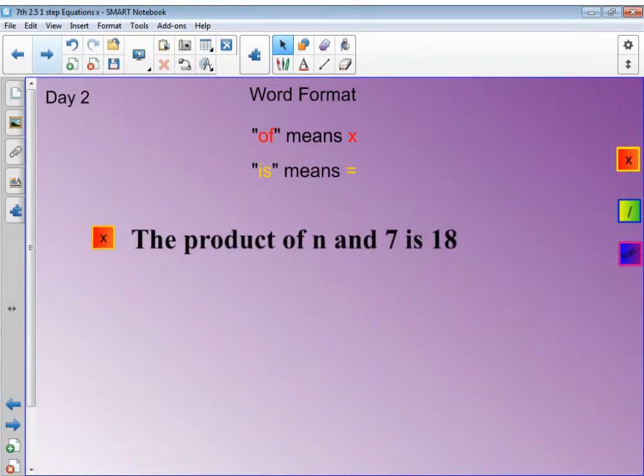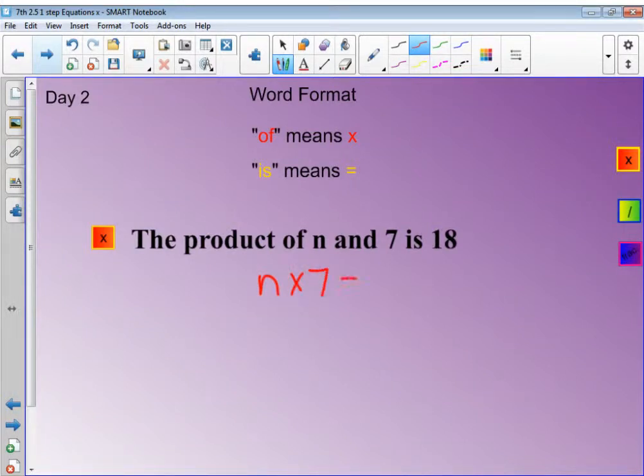So here I have the product of n and 7 is 18. So the product is to multiply. So the product n times 7 equals 18. Okay, now you guys aren't probably always used to seeing it like that. You probably are used to seeing a multiplication problem like this: 7n equals 18, is how we worked them on the previous slide.